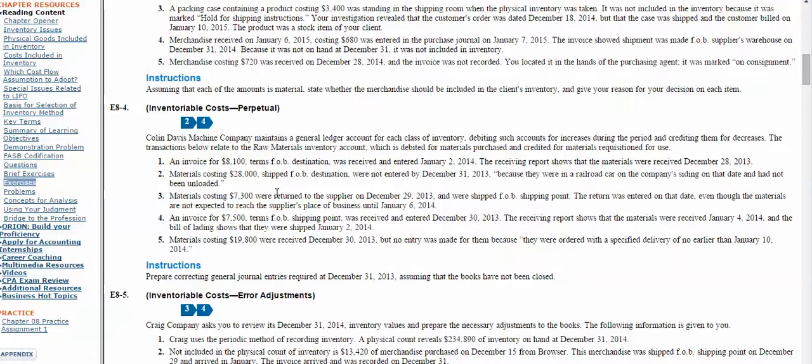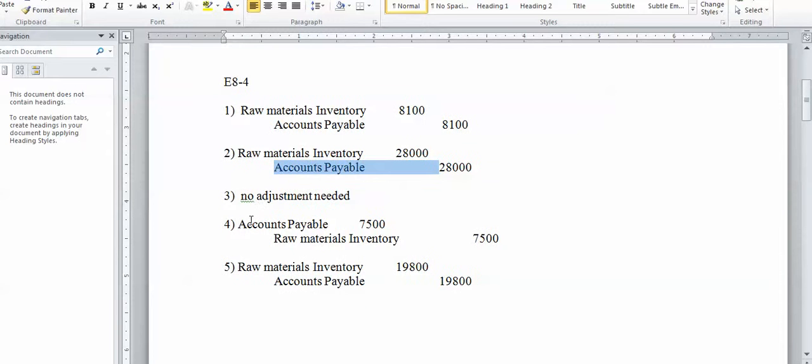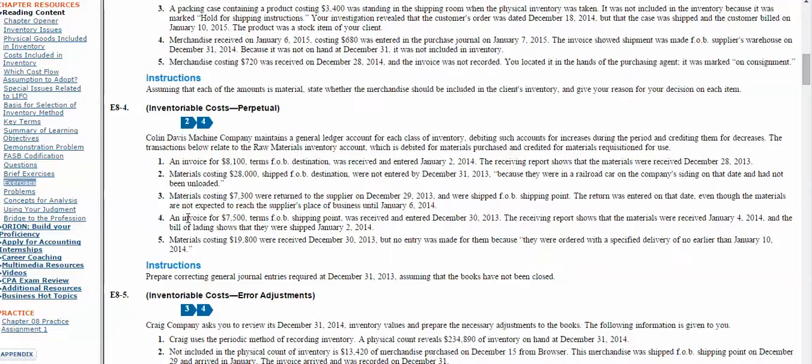that's when we have that occurring, right? So I don't know if I did a good job explaining that, but the return was entered on the date, even though the materials are not expected to reach the supplier, right? But that's okay. FOB shipping point. No adjustment necessary, in other words. So maybe if you think, maybe that'll help you at least get on the right track.